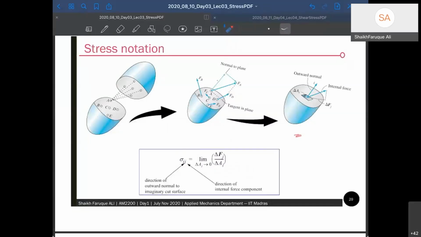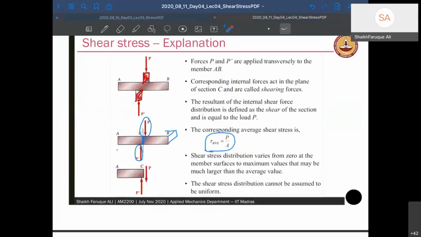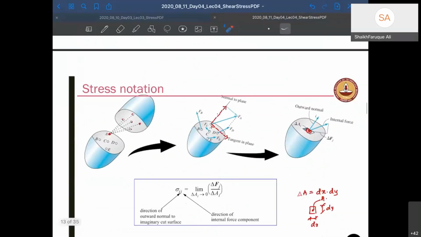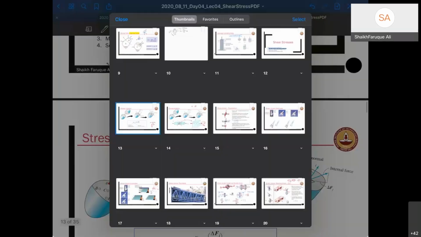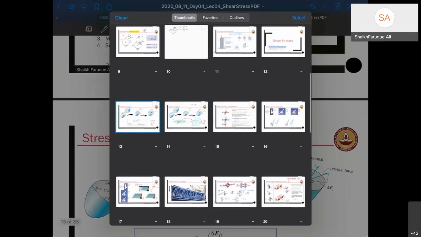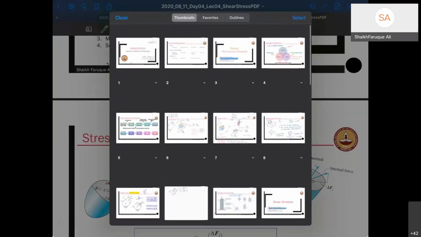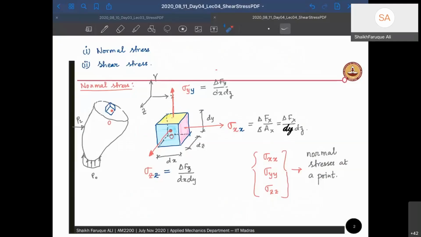So in the last class, we explained various kinds of directions of the stresses and all the three kinds of normal stresses that can be there. So I can go back to that slide and explain it a little bit more. The slide is here. Okay. That's what we were discussing.